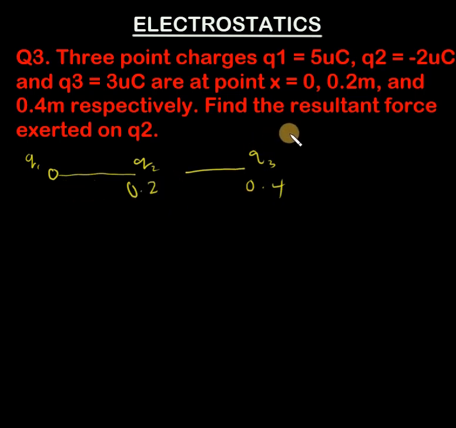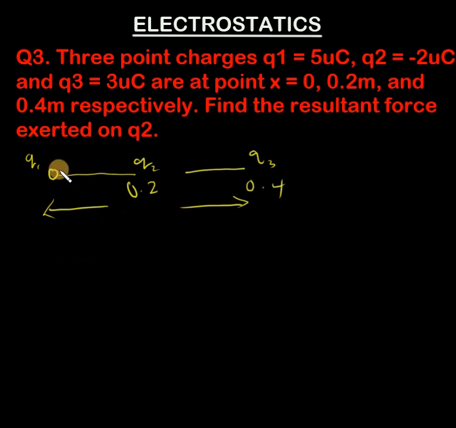Now the question is to find the resultant force exerted on our Q2. Our charge Q1 is positive, charge Q2 is negative, charge Q3 is also positive. That implies that the force exerted on Q2 by Q1 alone is the force of attraction going towards the left. That is, Q1 is going to attract Q2 towards itself. Likewise, Q3 is going to attract Q2 towards itself as well, because Q2 is the only one that is negative, whereas Q1 and Q3 are both positive. So that means that our charge Q2 here is going to be drawn in two different directions.